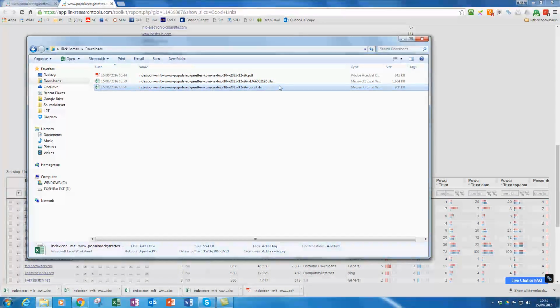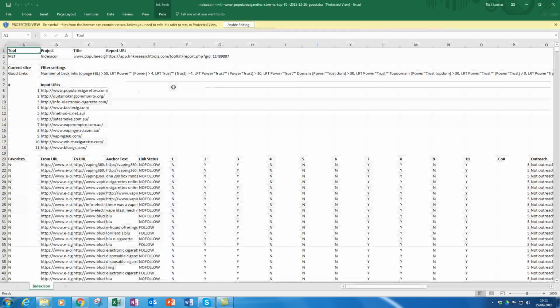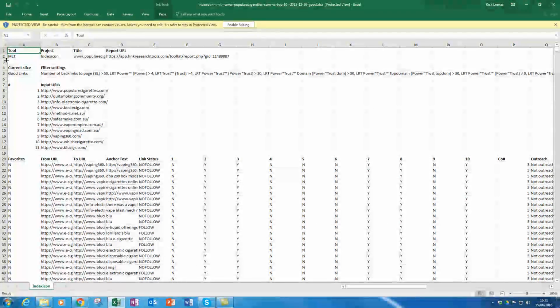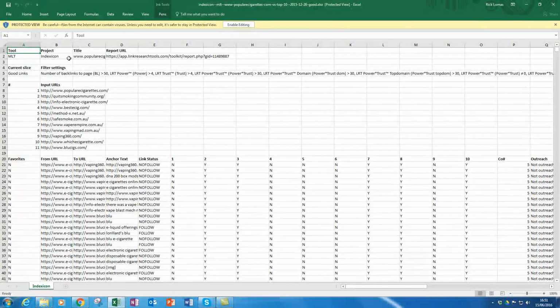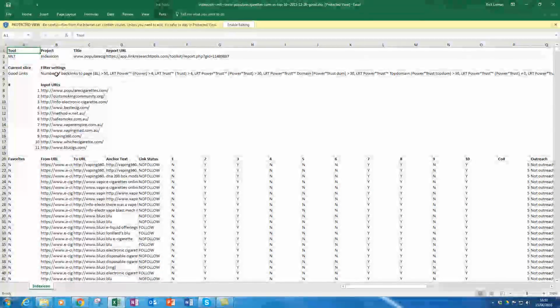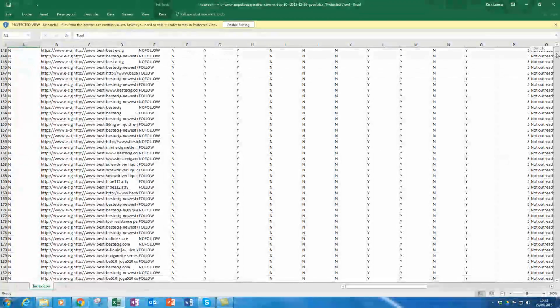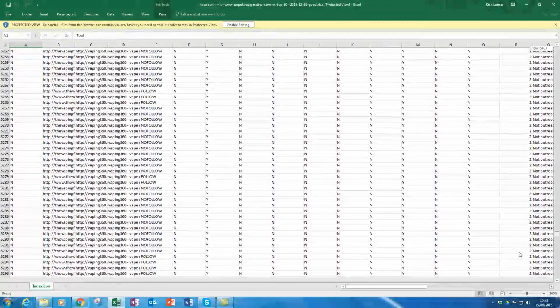Okay, so we can go right ahead and look at that now. As usual, you've got the tool, the project, the title of the tool, and the current slice. This was the good links, so that's got these metrics filtered. There's the input URL, and here are the results.